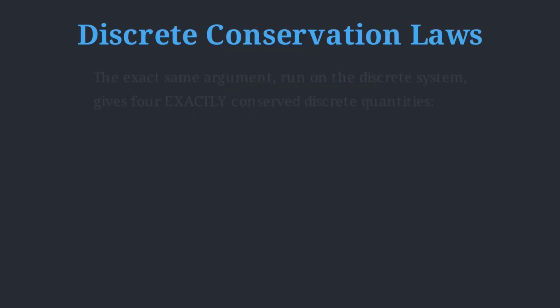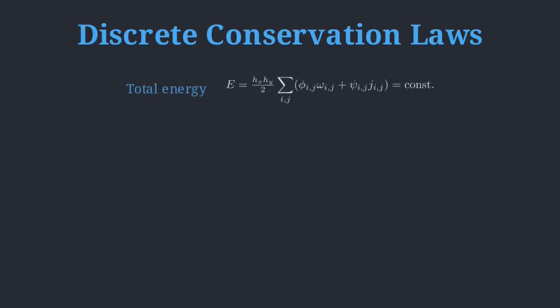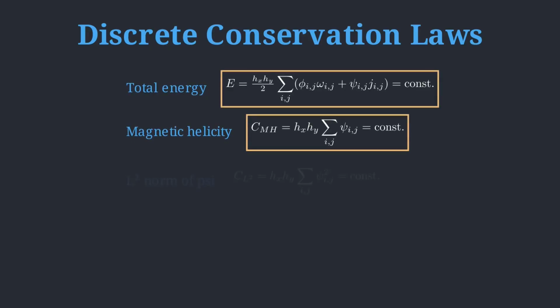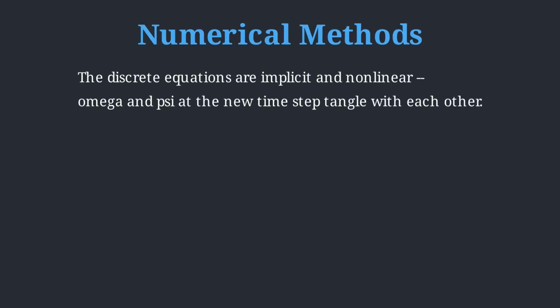We have total energy, magnetic helicity, L squared norm of psi, and cross helicity. Now we have an implicit form tangled in nonlinearity. To solve this, we use Newton's method: linearize the residual, solve the resulting linear system, update your guess, and repeat until the residual is essentially zero.